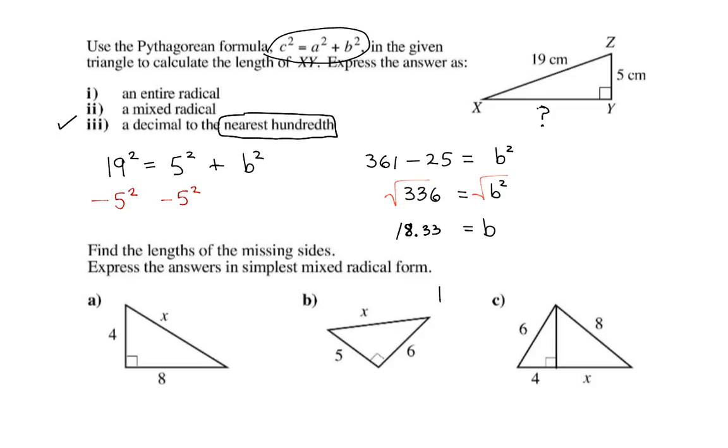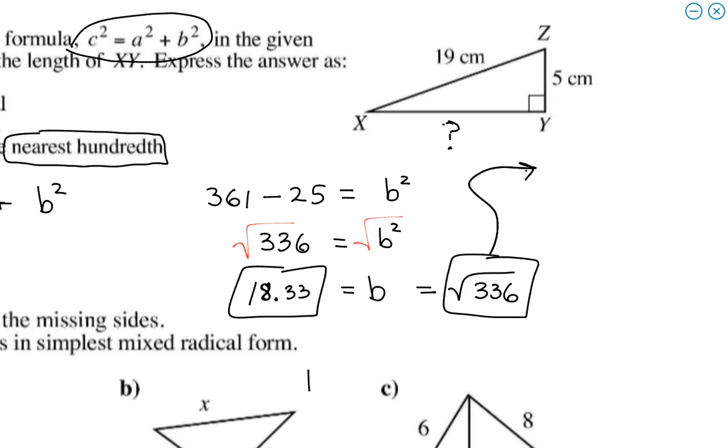How would we cover the first one, the entire radical? Well, that's just the square root of 336. So box 1 and box 2 cover I and triple I. But how would we cover the second one, the mixed radical? What would we have to do to this 336? We would have to do what I taught you guys on Friday.